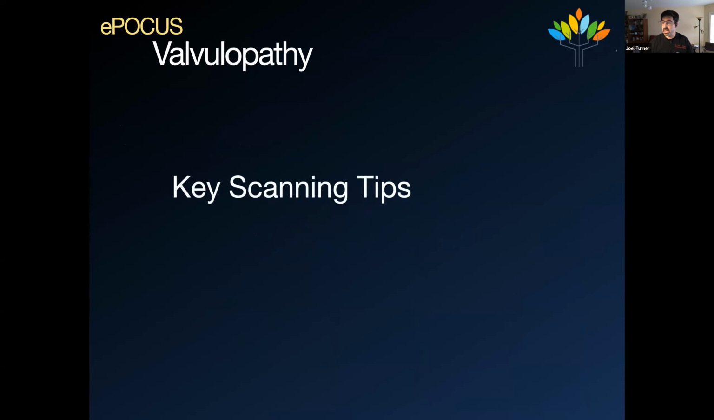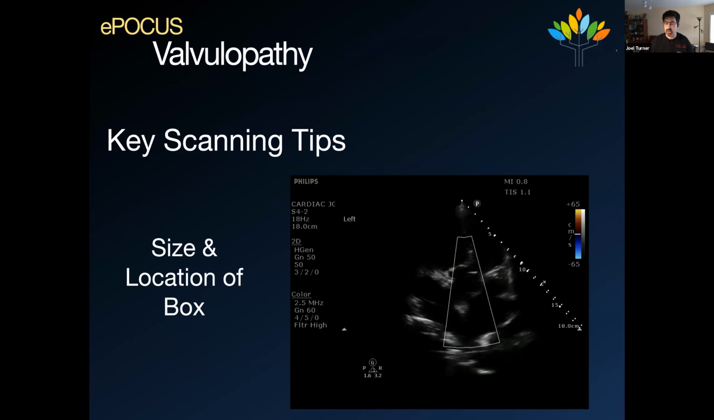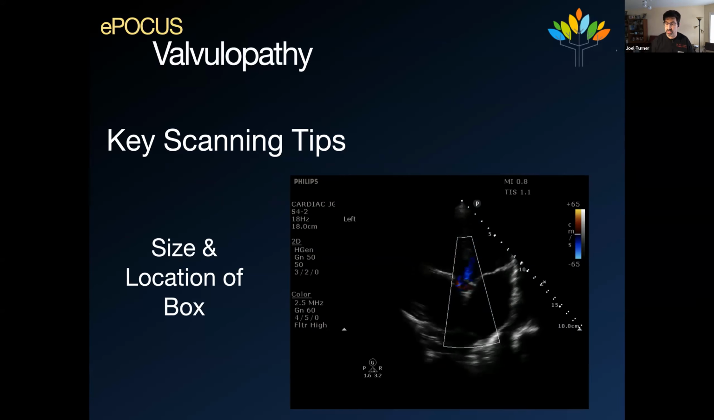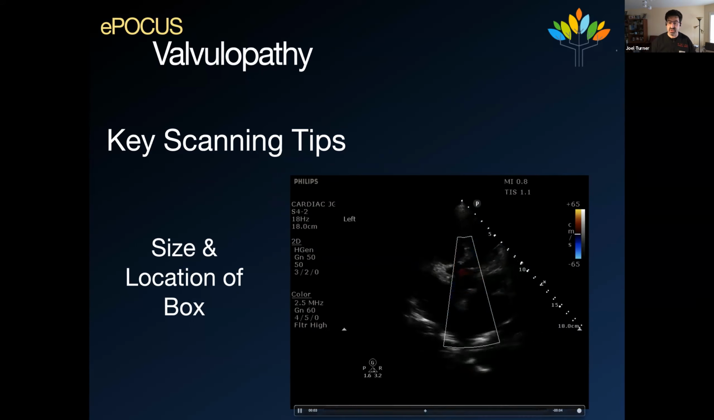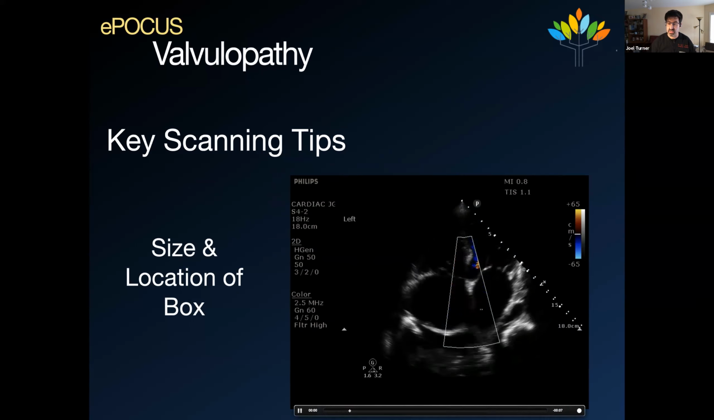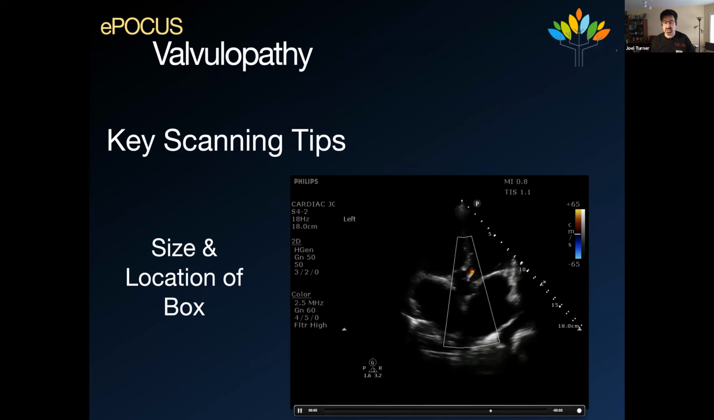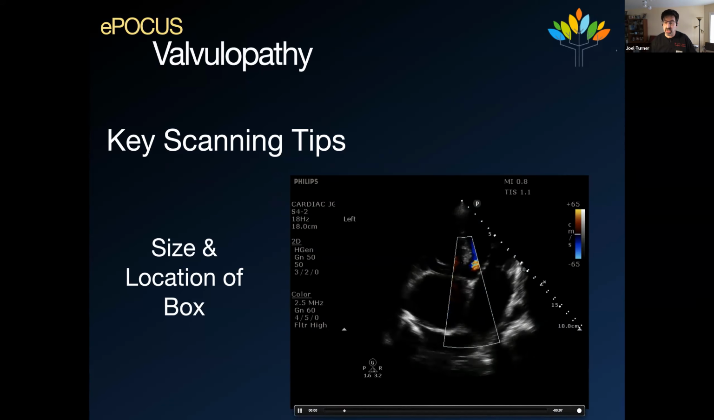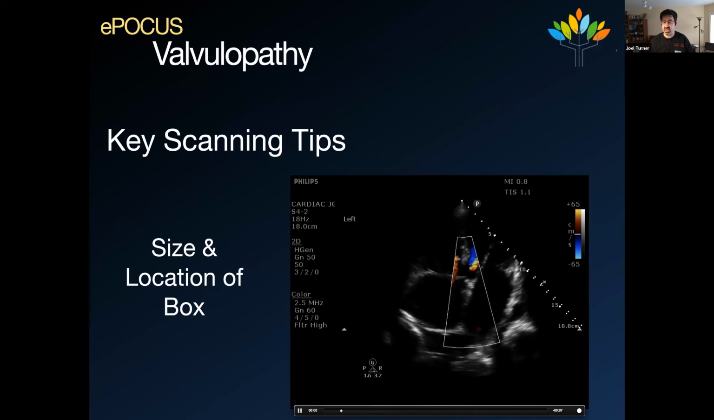A couple other scanning tips: you have to realize that when you are placing a color Doppler box, the computer in your ultrasound has to process everything that's inside that box and determine whether there is flow, and process the color flow in that box. So it's important that if you want to look at just the aortic valve, make sure you resize your box so it is just looking at your aortic valve. Similar with your mitral valve and similar with your tricuspid.